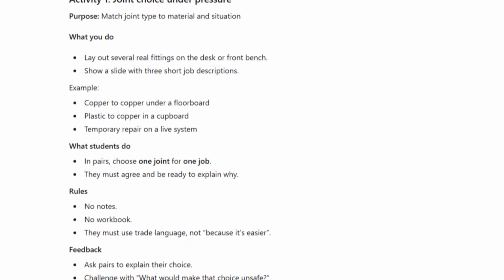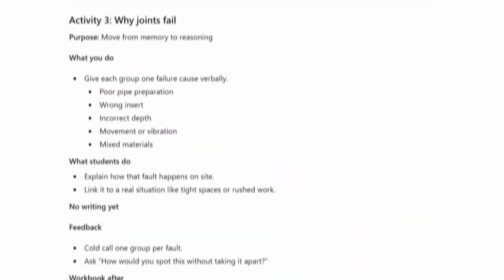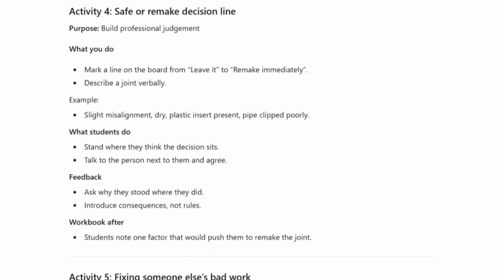Students have to decide what they think went wrong before they're given any theory. Then it gives me a set of activities, not filling in boxes. Things like students looking at photos of pipe joints and deciding which ones they'd trust on a live job and which ones they'd rip out. Students working in pairs to justify why a joint would fail over time, not just why it looks wrong. Students ranking faults by risk, not by neatness.